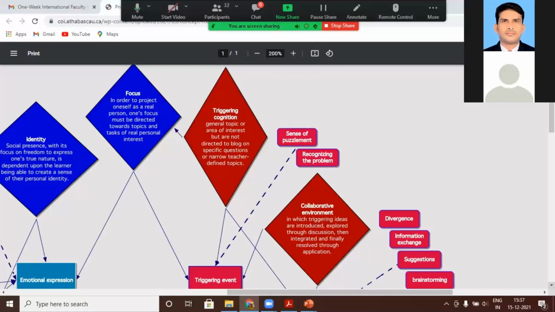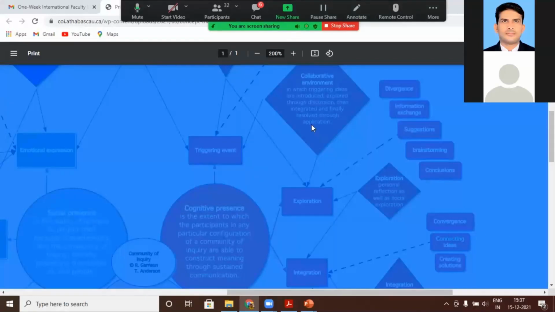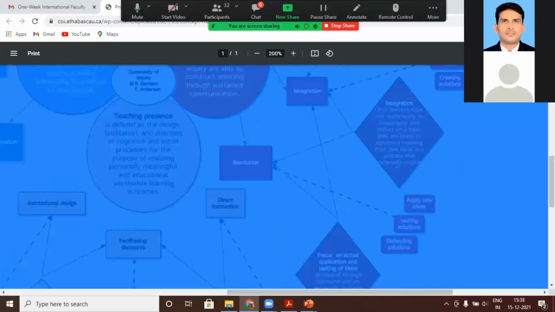After the triggering event, the second dimension is exploration. Exploration of what? Exploration means divergent thinking, information exchange, suggestions, brainstorming, and conclusion. It means you need to explore the knowledge, you need to explore the facts. The learners need to explore the facts by using all these skills. So it is a kind of personal reflection as well as social reflection. Why? Because the whole community of inquiry framework works within the community framework. So you cannot imagine or decide that it's your own individual work. Then comes integration. Integration is basically the conversion of ideas, connecting of the ideas, and creating the solutions.